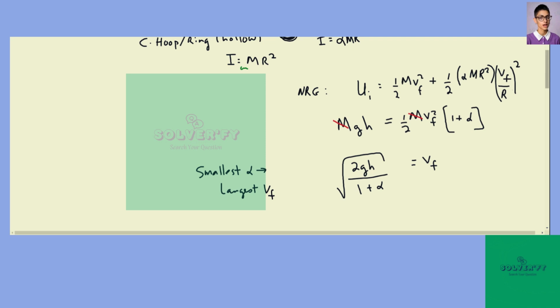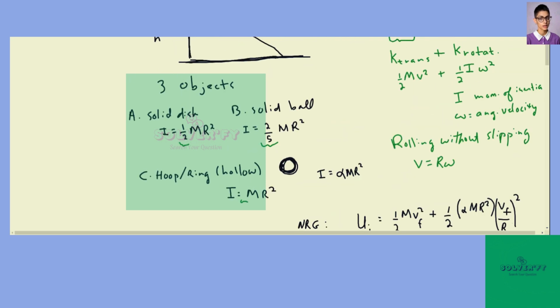So we can now go, based on those factors in front, and the hoop has the largest, so it is going to come in last. The solid ball has the smallest, and so it is going to win the race. And finally, the solid disk is somewhere in the middle. So the ranking would go BAC or CAB, depending on who you want to start with, the one who lost the race or the one who won the race.